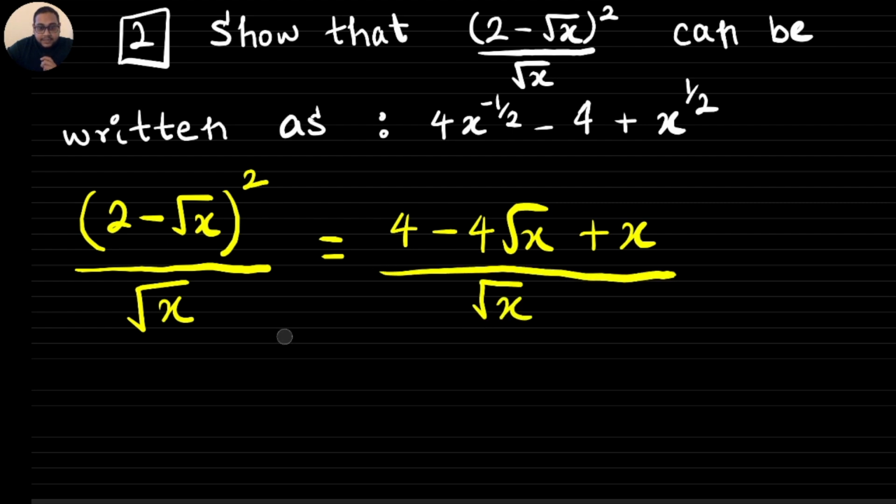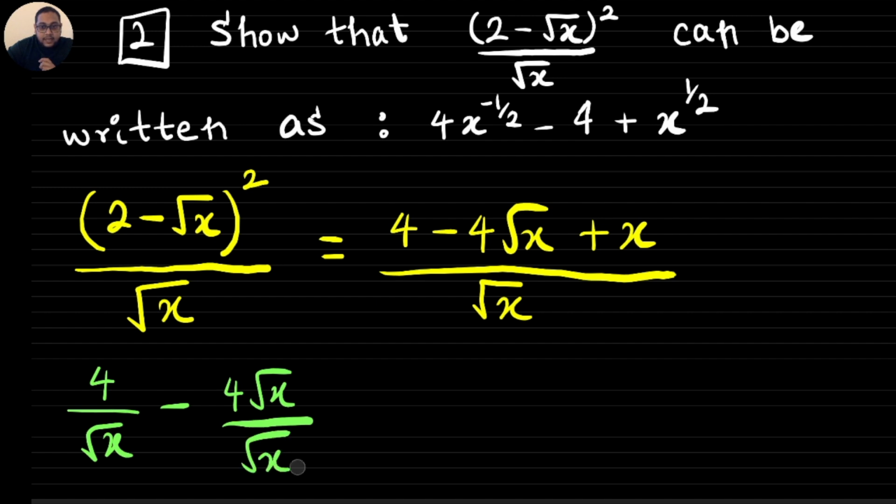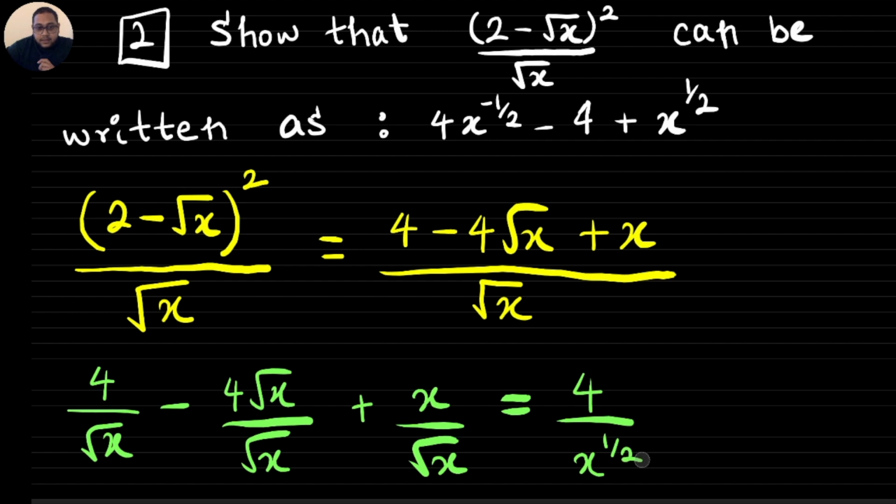I can now divide the three terms separately, which means I have 4 over root x minus 4 root x over root x, and the third term would be plus x divided by root x. This will be equal to 4 over root x, which means I have x to the power of half, and minus 4 because root x and root x cancel off, and then I have x to the power of 1 over x to the power of half.